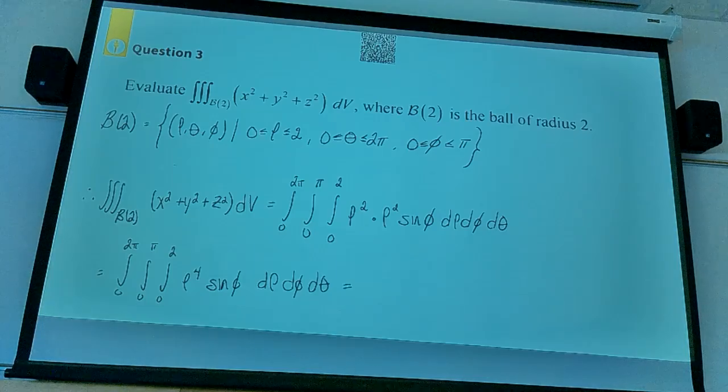There's no thetas anywhere, and rho is not dependent on phi. Integrate with respect to theta first, you get 2 pi. If you integrate with respect to phi, we already did that integral. Integral from 0 to pi of sine phi is 2.